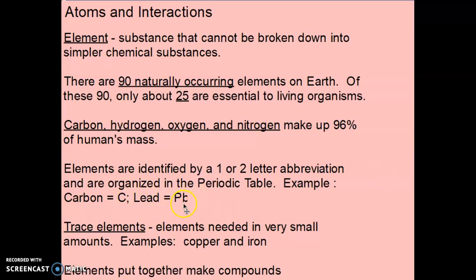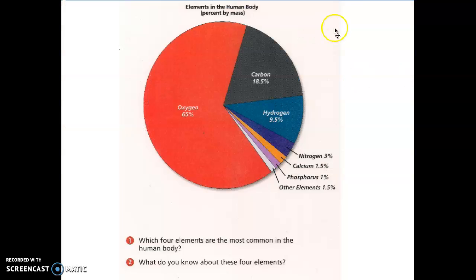Like lead is Pb, and that comes from the Latin plumbum. Some of them make a lot of sense, like carbon is C. Trace elements are elements that you need in a teeny tiny amount, like copper and iron. Iron is an element in your blood that carries oxygen, so if you had no iron, you'd be dead. Okay, so elements put together make compounds, and that's what we're going to get into now. So here's the four main ones: nitrogen, hydrogen, carbon, and then oxygen at a whopping 65%.